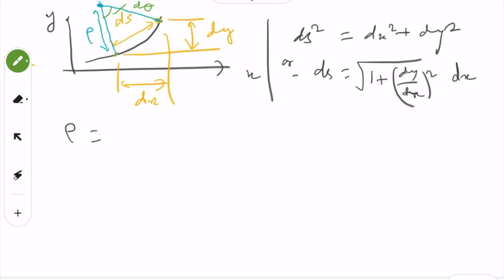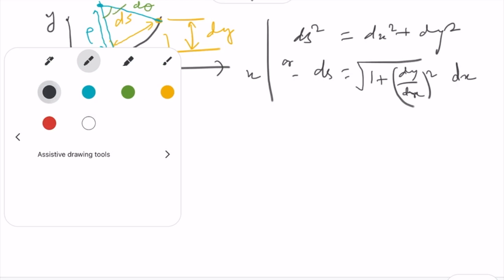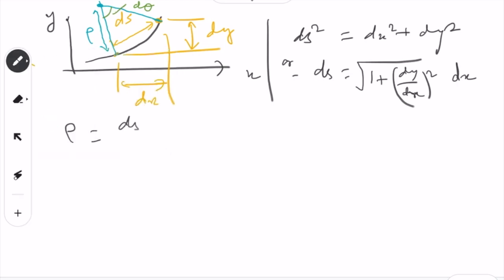Yeah, so the relation will be rho equal to ds over d theta. That's what it is going to be. Okay, so ds we have found out from here. Now d theta we have to find. How do you find d theta? If you see here, d theta will be found from here.